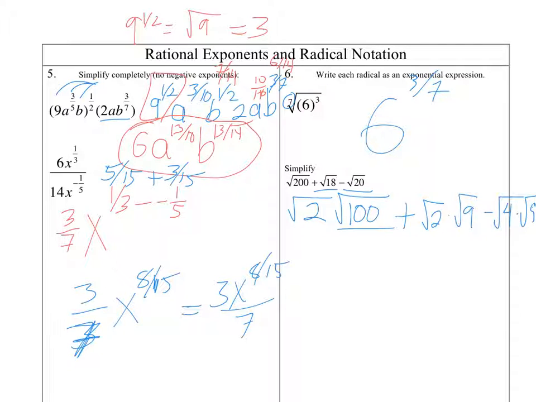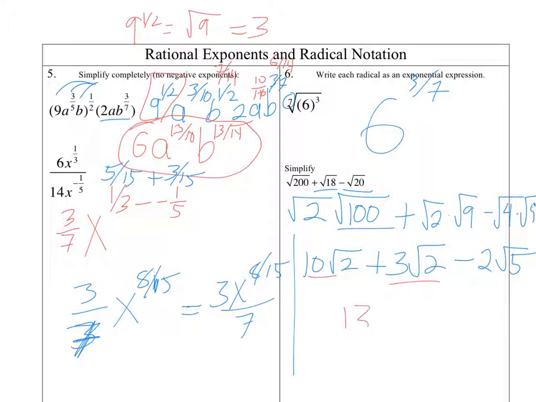Okay? So square root of 100 is 10. First piece is going to be 10 square roots of 2. Square root of 9 is 3. That's going to be 3 square roots of 2. And then square root of 4 is 2, so 2 square roots of 5. The first two are like terms that can be combined, so it's 13 square roots of 2 minus 2 square roots of 5, and we are done.